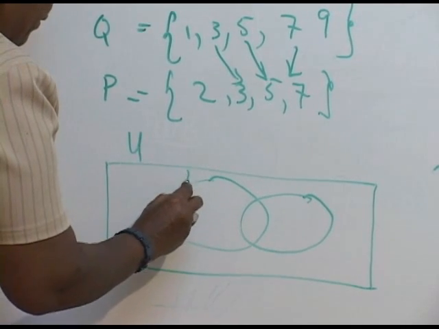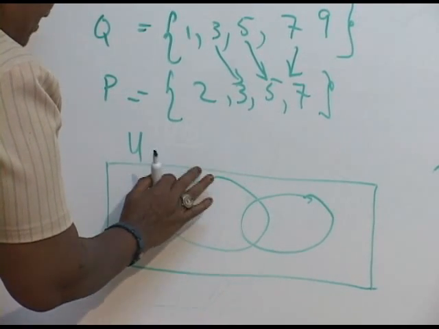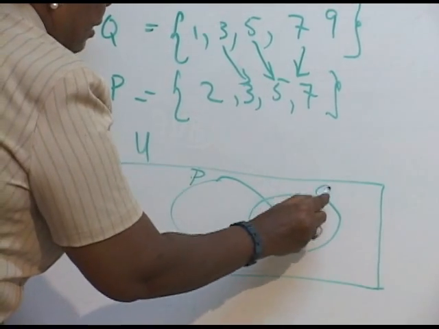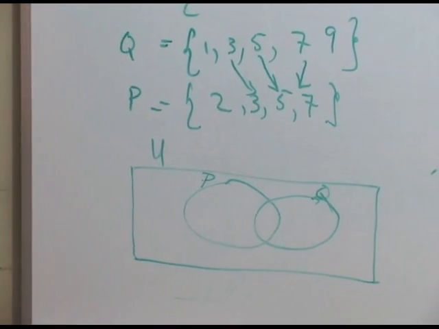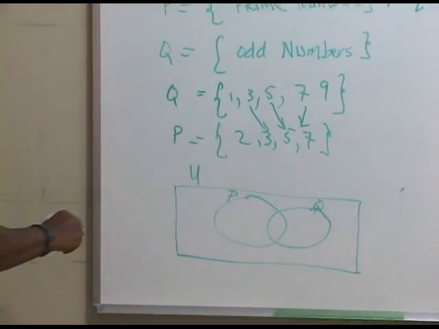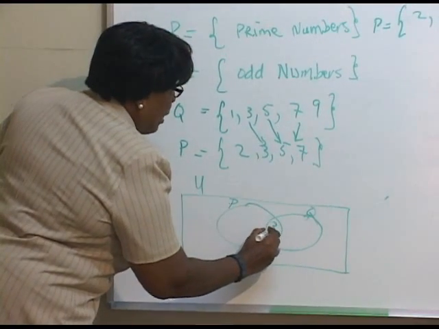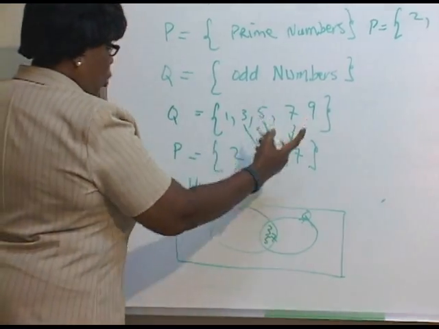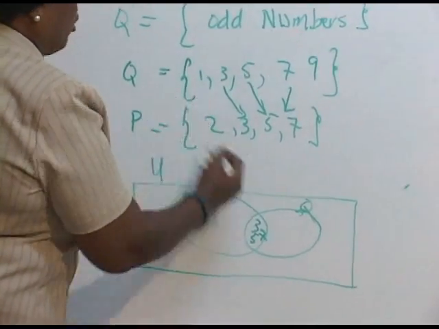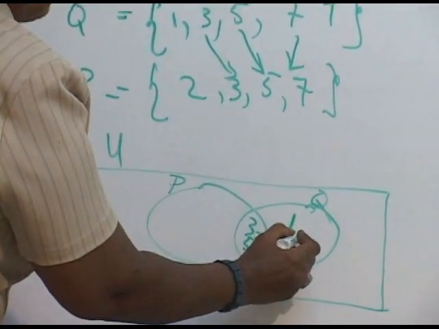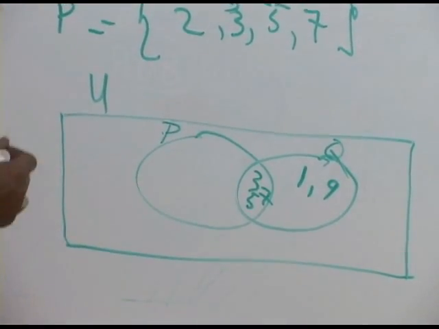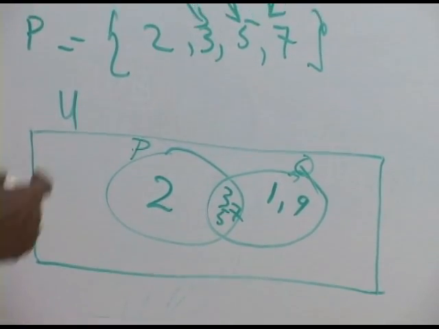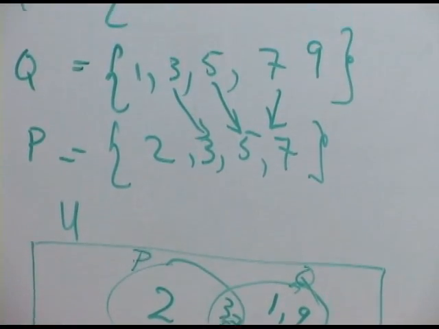Universal set is up here. That's P. This is Q, okay? What do we have in the intersection? What do we have in the intersection? And it is 3, it is 5, and it is 7. What do we have in the Q after that? Then it would be 1 and 9. What do we have in the set P? Just 2. But there are other members in the universal set. Do not forget that, okay?